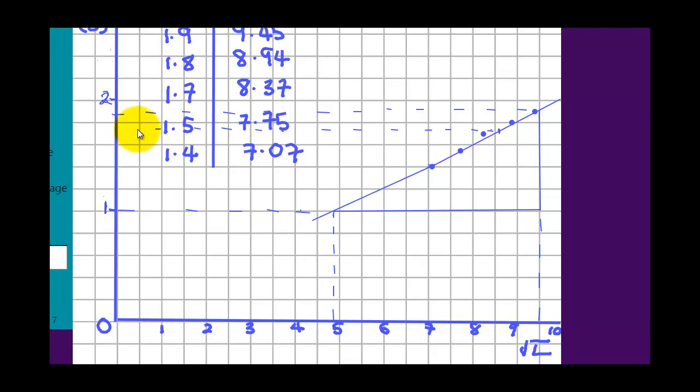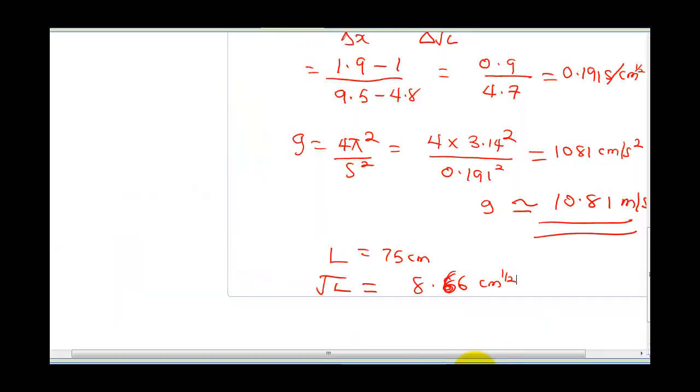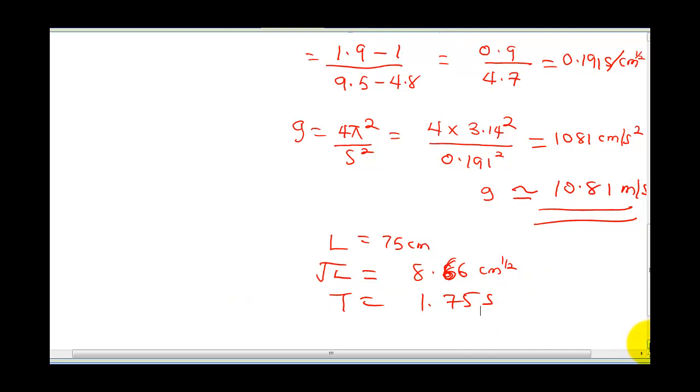Trace our line down to this place. So at this point, this is 1.2, 1.4, 1.6, this is 1.8. So this is going to be 1.75. Because if this is 1.6, this is 1.8, this is 1.7, so it's in between. So it's going to be 1.75. So T is going to be 1.75 seconds.